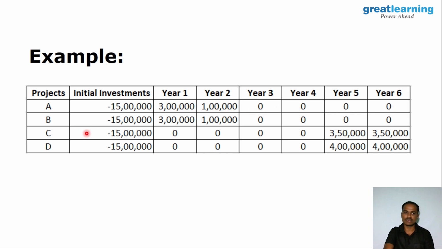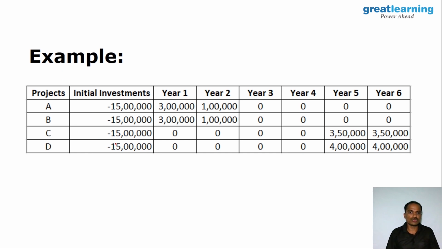But if you look at project C and D carefully, project C requires an initial investment of 15 lakhs. D also requires an initial investment of 15 lakhs, but they are not yielding anything until the 5th year. From the 5th year onwards, project C is generating 3,50,000 and 3,50,000 in year 6. So now what we understand from this is when it comes to the priority, the order.